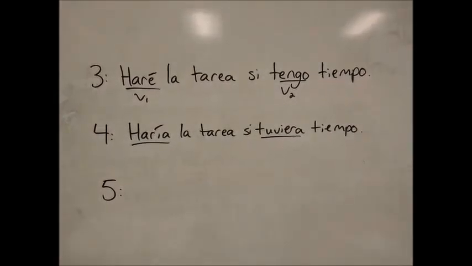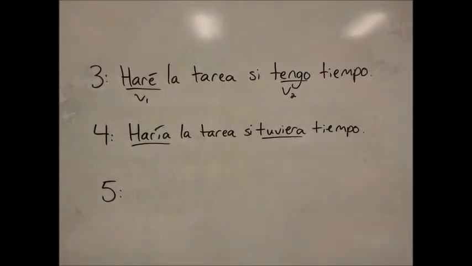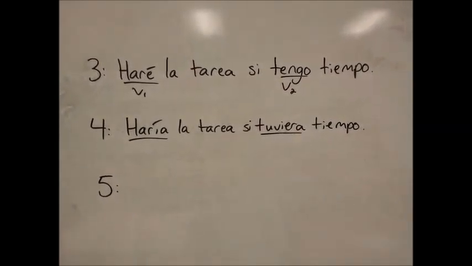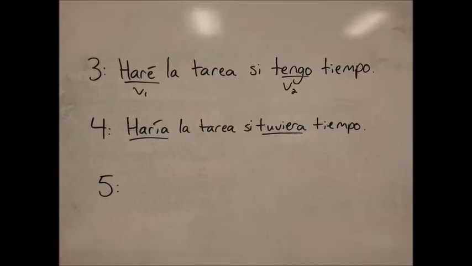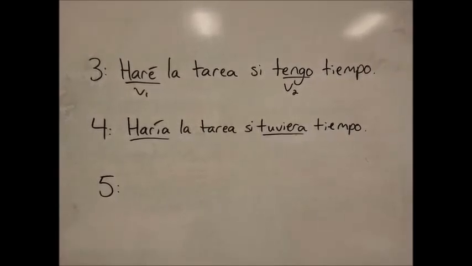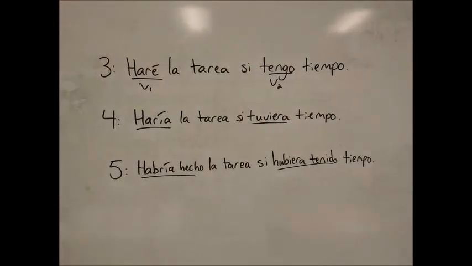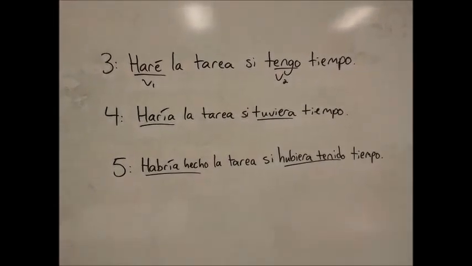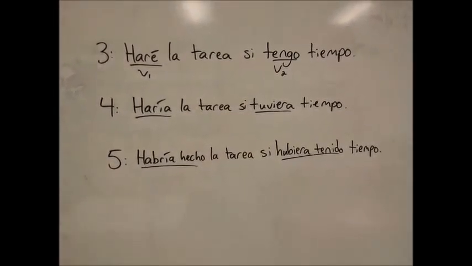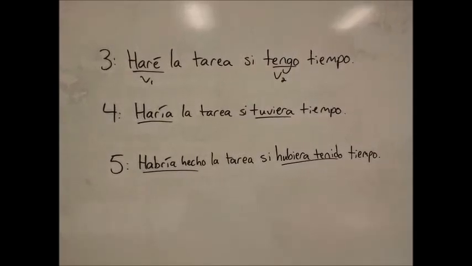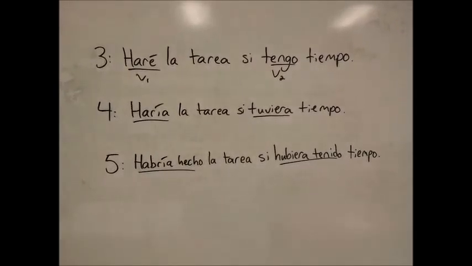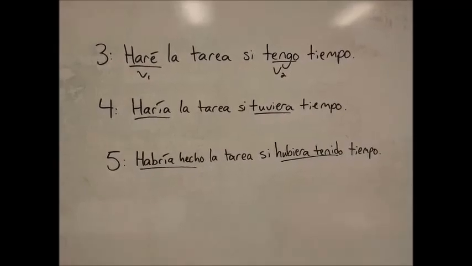In cuatro punto punto, you'll see the traditional if clause that we learned about earlier in the year. Haría la tarea si tuviera tiempo. I would do the homework if I had time. And then finally we have cinco punto punto. Habría hecho la tarea si hubiera tenido tiempo. I would have done the homework if I had had time, but I didn't have time, so I didn't do the homework.